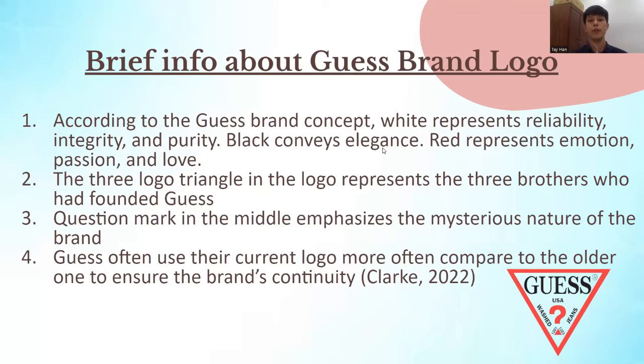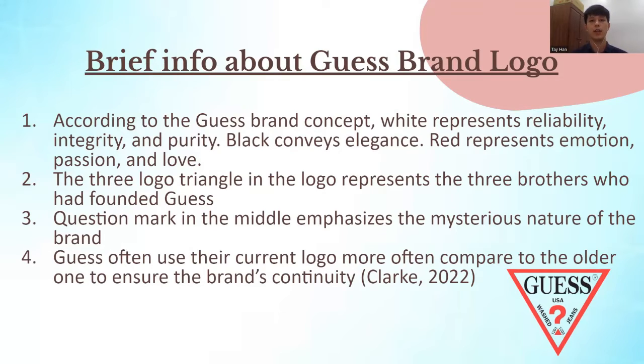And next, I'll be talking about brief info about the Guess brand logo. As you can see from the picture below, that's how the Guess brand logo looks like. And for the brand concept, white represents reliability, black represents elegance, red represents emotion, passion, and love. And the 3 triangles in the logo represent the 3 brothers who founded Guess. That will be the Marciano brothers.